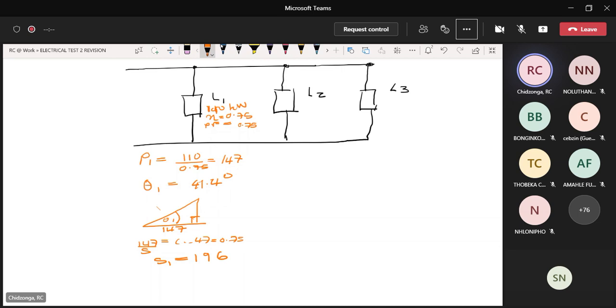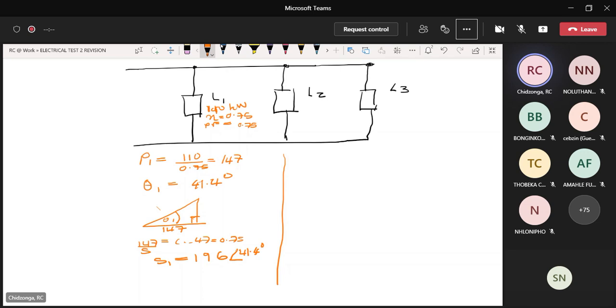Right. So it gives us 196, but remember there should be an angle, because now this is apparent power. That angle is this one, it's 41 degrees. You see? So that is the apparent power from the first load. So we now have S1. And we go on and do the same for S2.